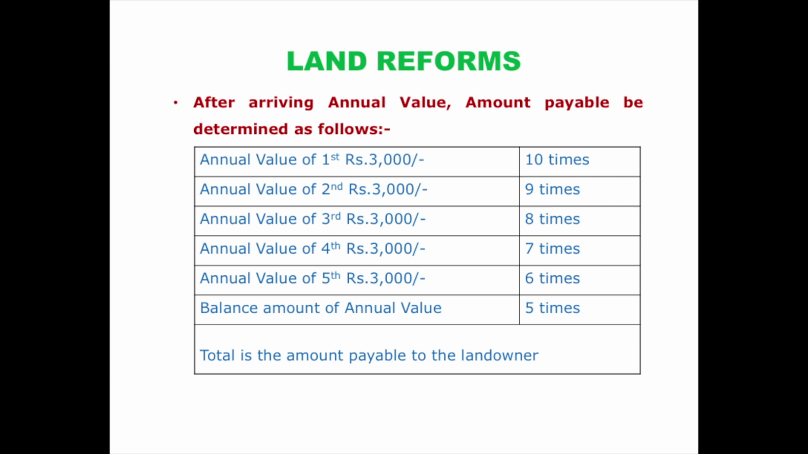The amount payable is determined with reference to paragraph 4 of Part 1 of Schedule 3 by applying multiples of the annual value of the land at 10 times, 9 times, 8 times, 7 times and 6 times respectively for each successive slab of rupees 3000 and the balance at 5 times.